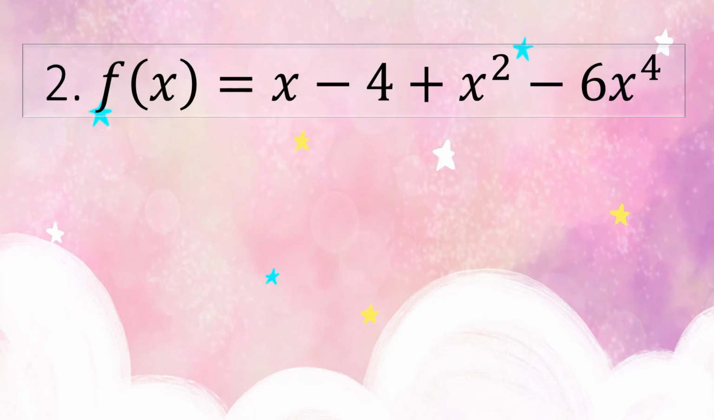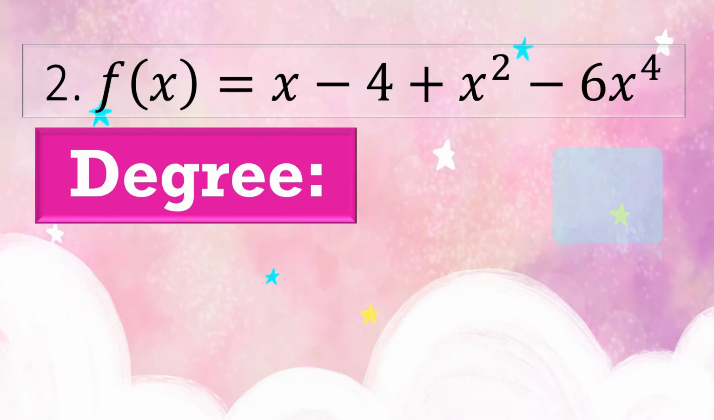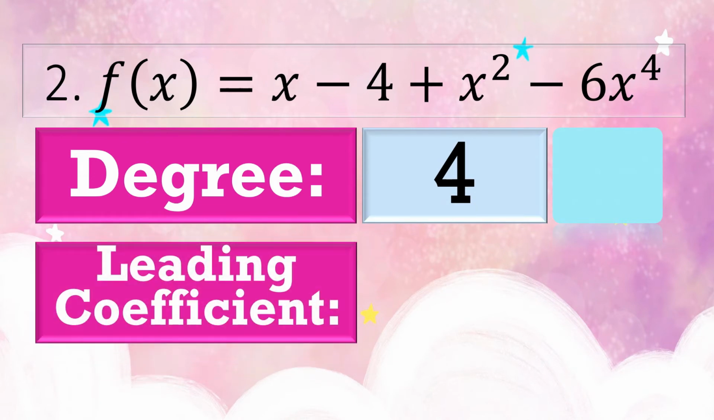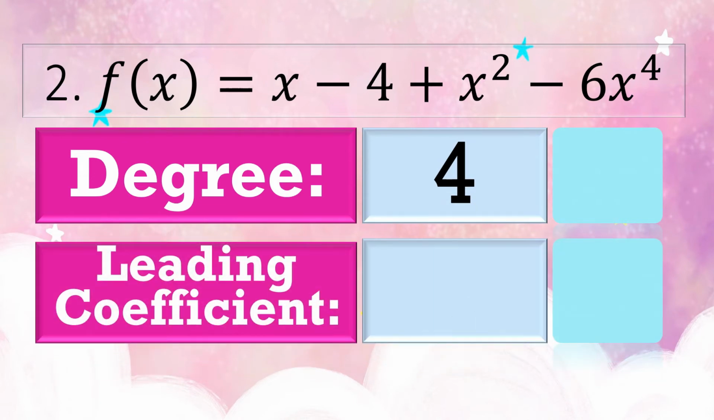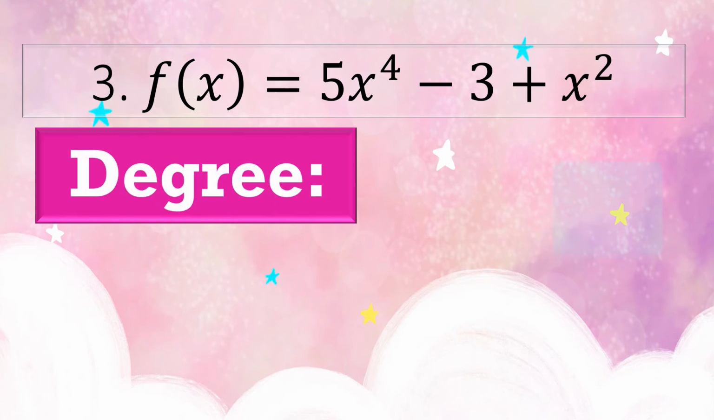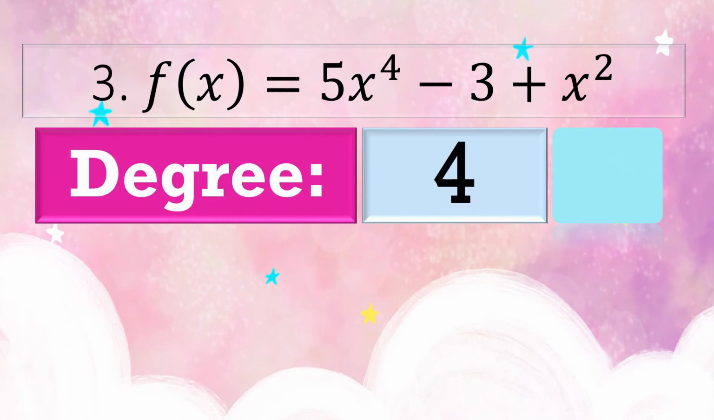1. Number 2, f of x is equal to x minus 4 plus x raised to 2 minus 6x raised to 4. The degree is 4. Leading coefficient, negative 6. Number 3, f of x is equal to 5x raised to 4 minus 3 plus x raised to 2. The degree is 4.